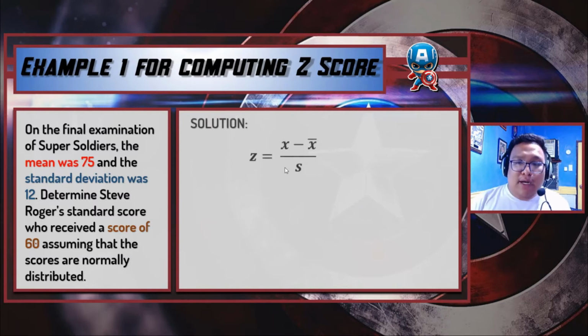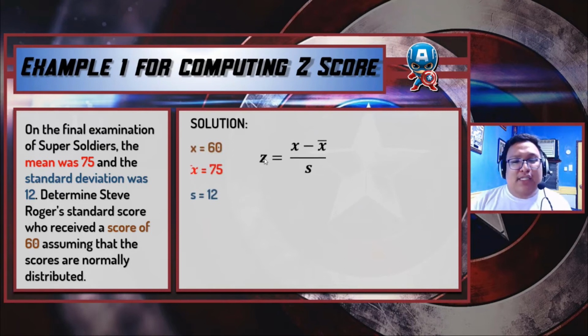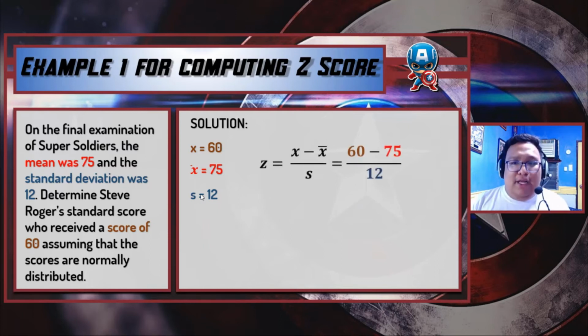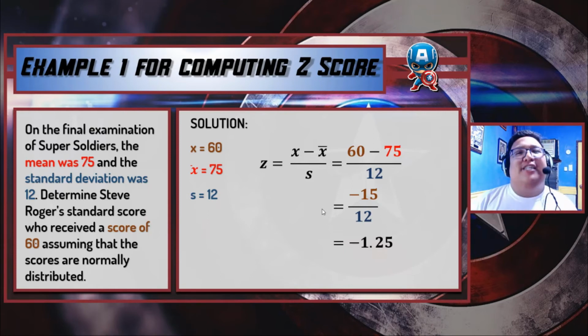So state natin yung formula and then we look for the given, and we can see now that our score is 60, the mean was 75, and the standard deviation was 12. Okay? Simple substitution of the values would be 60 minus 75 over 12. So, ganun lang kadali. Okay? In computing this, you will arrive at negative 15 over 12. Therefore, our z-score is negative 1.25. Ganun lang kadali. Okay? It's just a mere substitution.